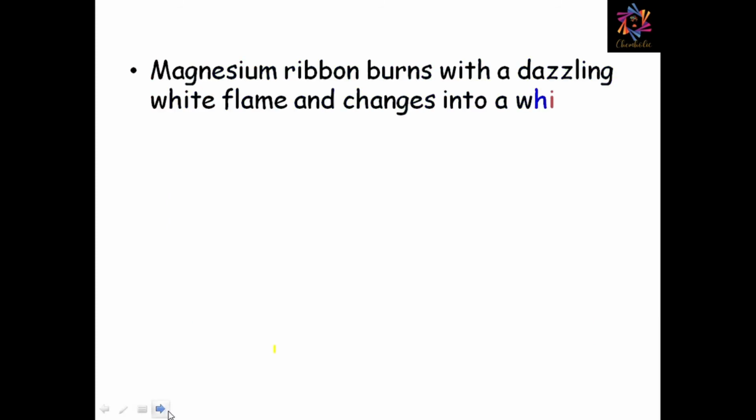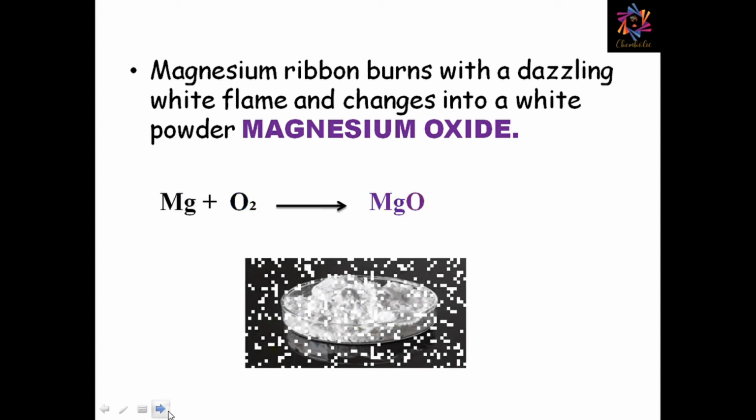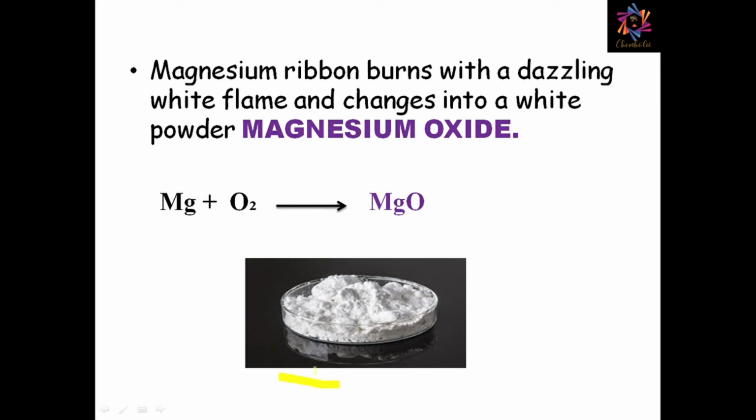When we try to heat the magnesium ribbon, we get a picture like this. You see a lot of light coming out of here. It is nothing but a dazzling flame when we burn a magnesium ribbon in air. So guys, when magnesium ribbon is burnt in air, it burns with a very dazzling white flame and it converts into a white ash-like powder called magnesium oxide. I will also show you the picture of magnesium oxide, how it looks after burning. You can see the picture of magnesium oxide here. Guys, it is nothing but a white powder or ash-like substance.